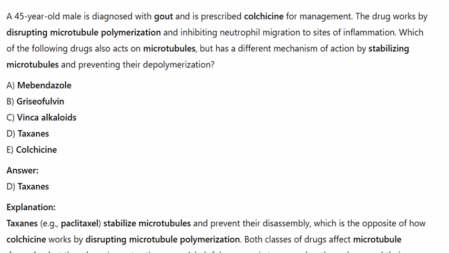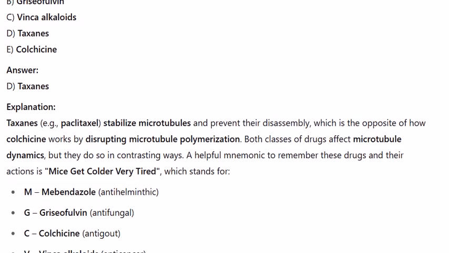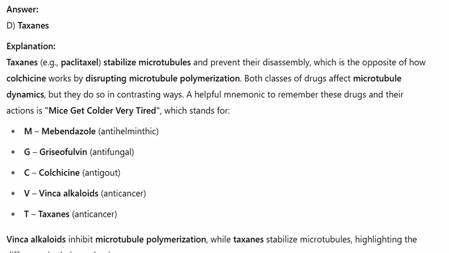Explanation. Taxanes, e.g. paclitaxel, stabilize microtubules and prevent their disassembly, which is the opposite of how colchicine works by disrupting microtubule polymerization. Both classes of drugs affect microtubule dynamics, but they do so in contrasting ways.